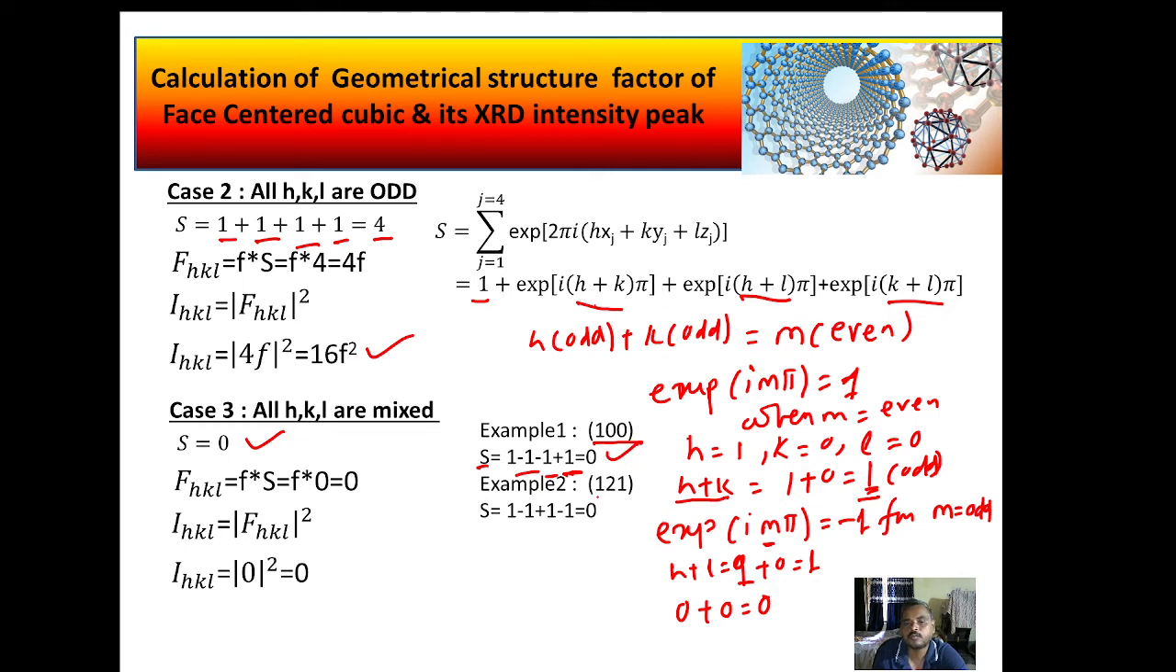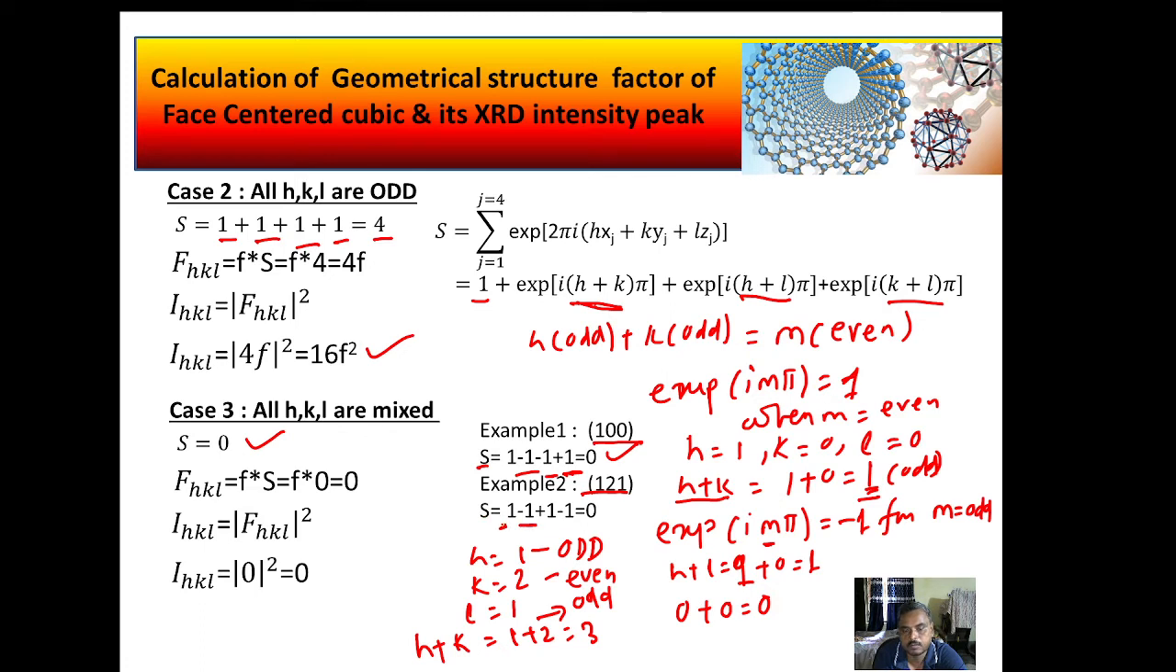Similarly, you can take the example of 1, 2, 1. For this case, H is equal to 1, K is equal to 2, L is equal to 1. So this is a mixed case because this is an odd number, and it is again odd. So in this case, let us see what is H plus K. H plus K is equal to, the first term we will see, 1 plus 2 is equal to 3, odd. Okay, so when it is odd, its exponential of i pi will be minus 1.